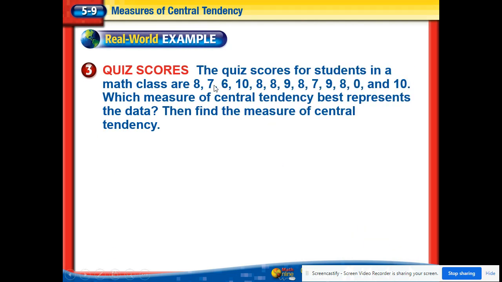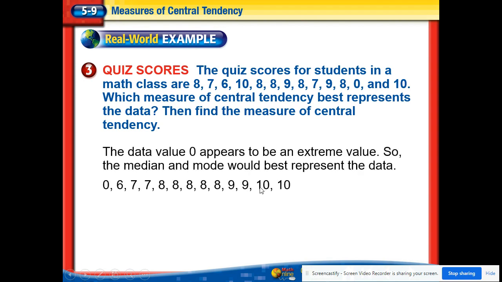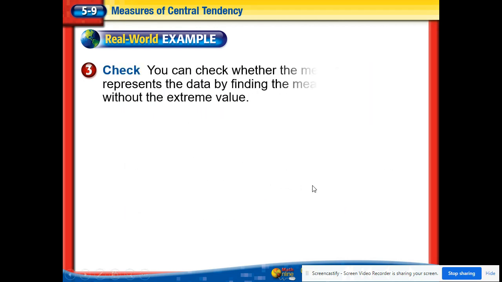On this one here, we have a bunch of scores, but notice the one score that's out of the way. It's 0 here. So because of this number here, we don't want to do the mean. That 0 is going to throw it off. So we're going to go to our second choice, which is median. Once we do that, we have to find it. There's an odd number, so we do have a middle in the median. And again, the mode, they're not always going to pair up that way, but sometimes they do, is 8. So that would be the better representation, because that 0 is going to throw us off.